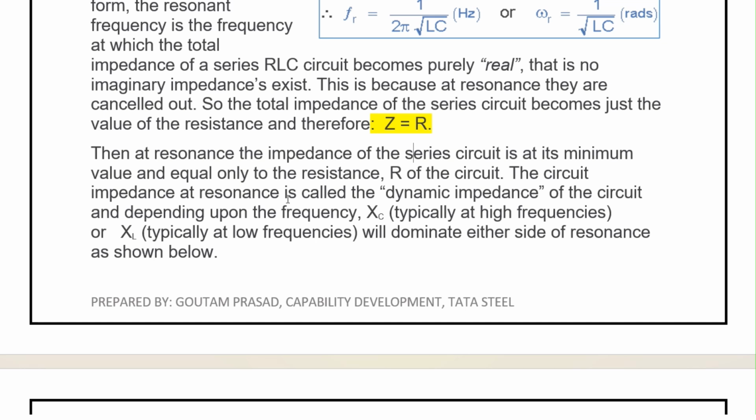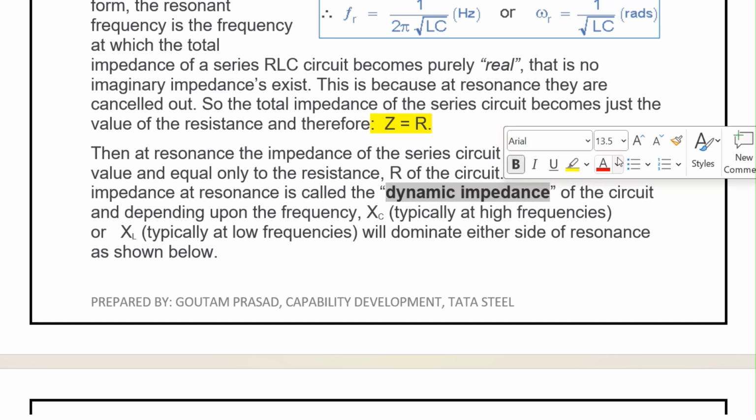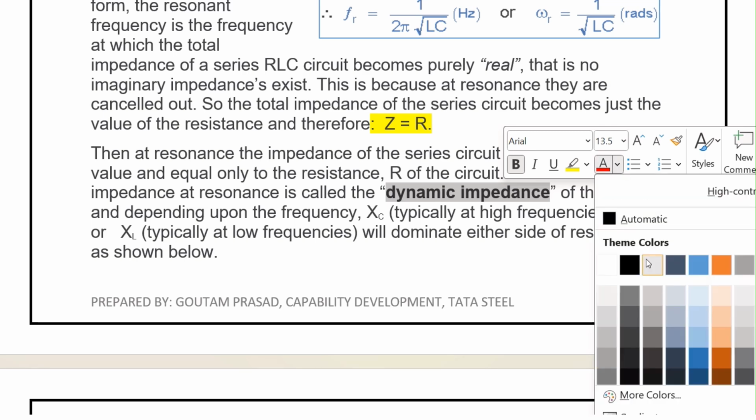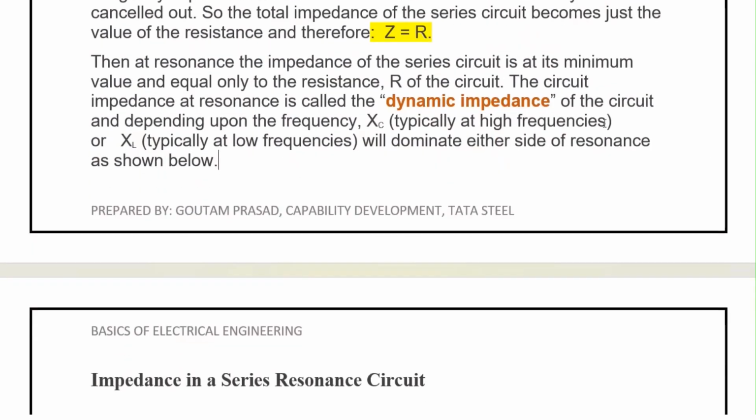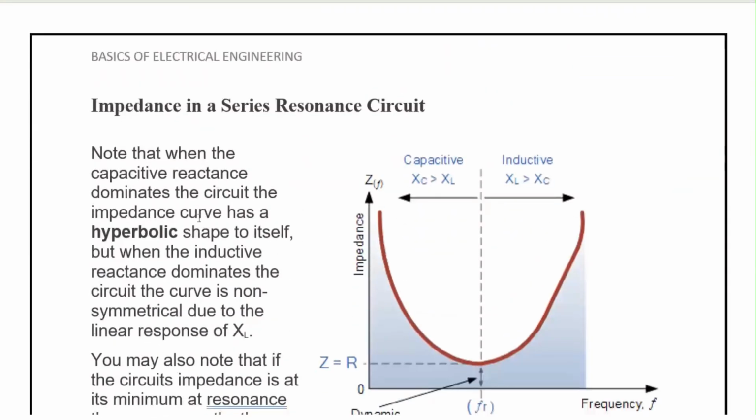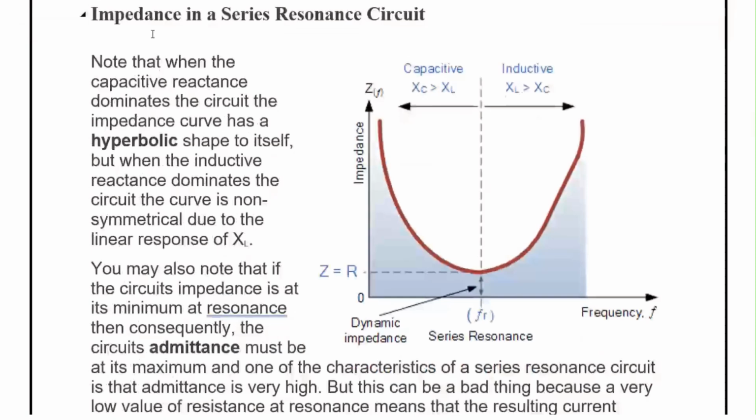The circuit impedance at the resonance is called dynamic impedance. This has been given a special name, and this is called the dynamic impedance of the circuit. And depending upon the frequency, XC or XL, typically at low frequencies, will dominate the side of resonance. That's it. Impedance in the series resonant circuit.